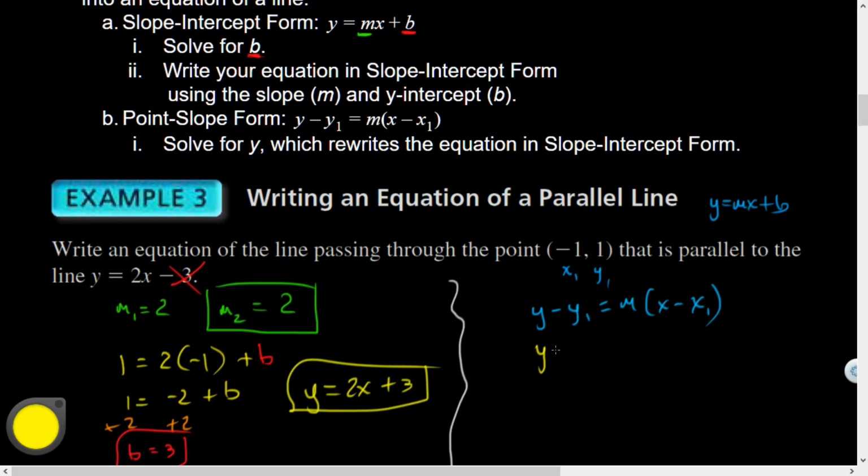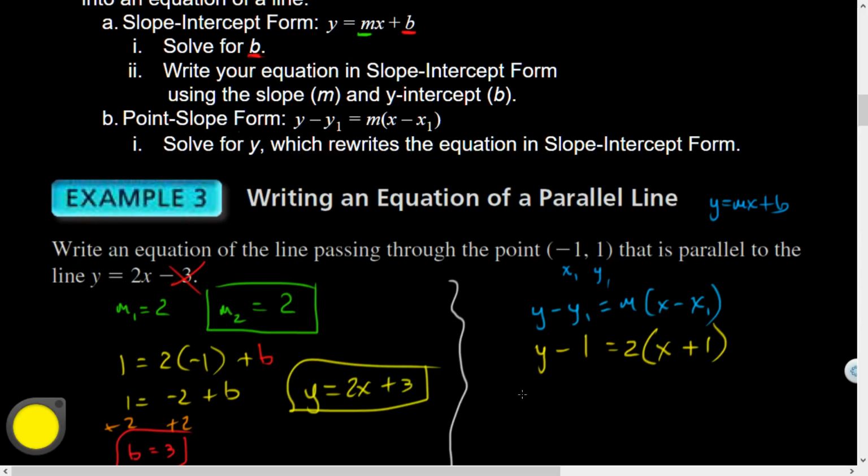I'm going to have y minus y1 is 1. So y minus a positive 1 is y minus 1 equals m, which is 2, which we found the same way earlier, parentheses x minus x1. X minus a -1, I think you guys agree, would be plus 1. And now what I do is I plug it into point slope form, and then I solve for y, which conveniently rewrites it in slope-intercept form.